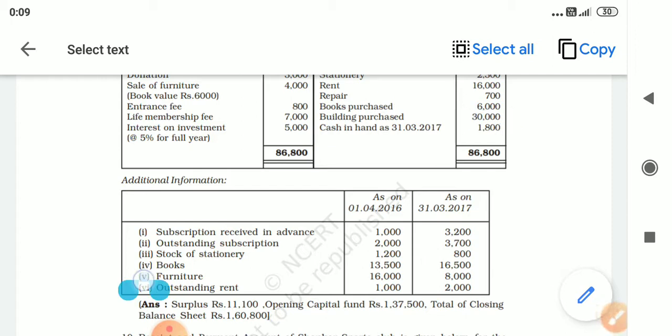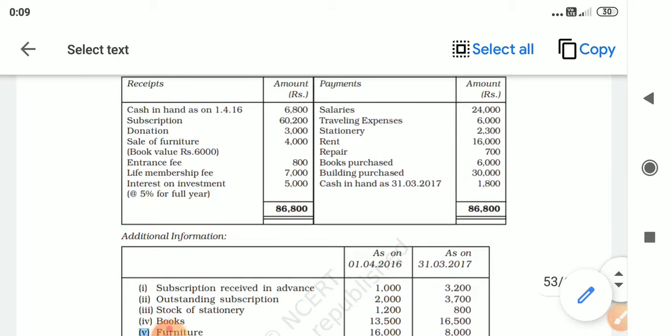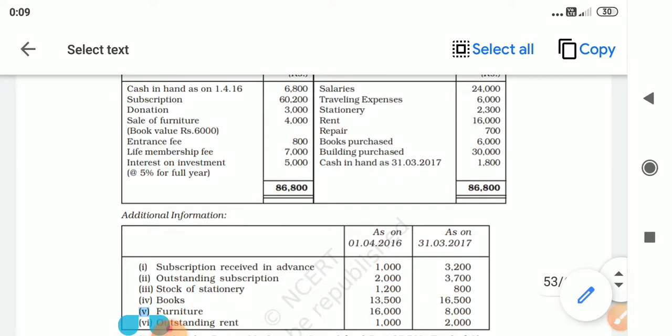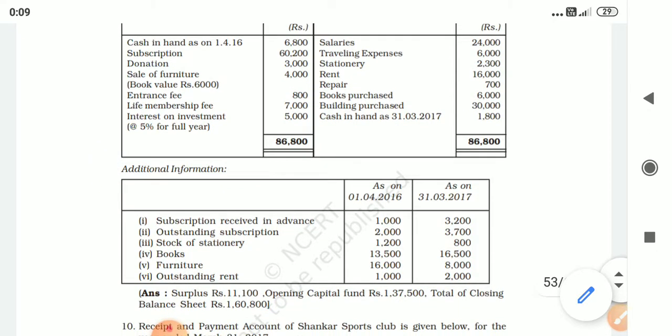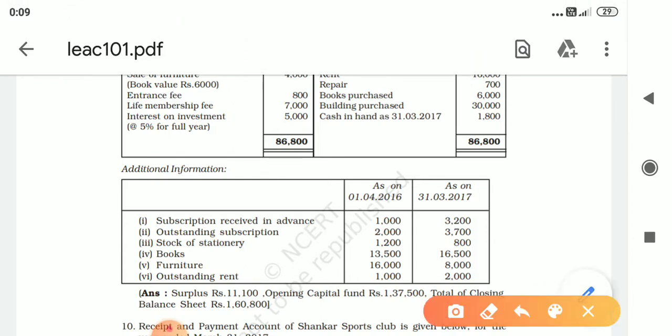The only item left is furniture. Now we have to see if we are having any furniture purchased. No, we don't have furniture purchased, but we have furniture sold. So the same thing we have to do. The same account we have to prepare. Furniture.